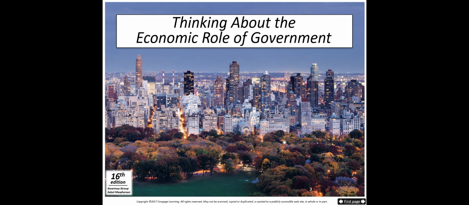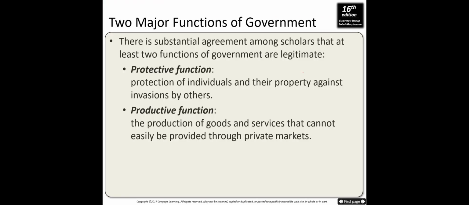So let's talk now about the economic role of government. When we look at the literature, there is substantial agreement among scholars that at least two functions of government are legitimate. The first one is the protective function. So what is the protective function? Government protects the individuals and their property against invasions by others. Property rights, right? Government protects the property rights. The second one is the productive function.